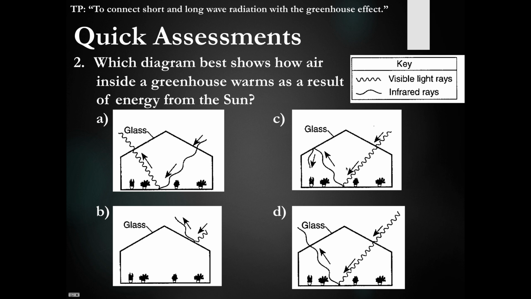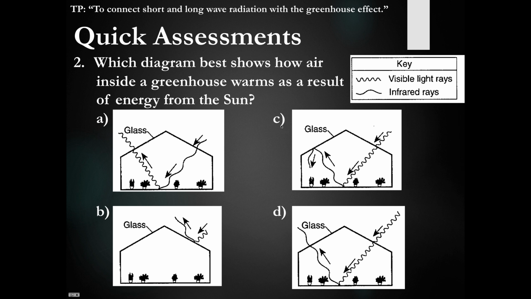Based on this, we know that short waves must come in first, right? So looking at your key, visible light is the short waves. So we can eliminate choice A. It's either B, C, or D. Visible light has to go into a greenhouse. It must. So we can eliminate choice B, because the visible light does not make it through. C and D do.